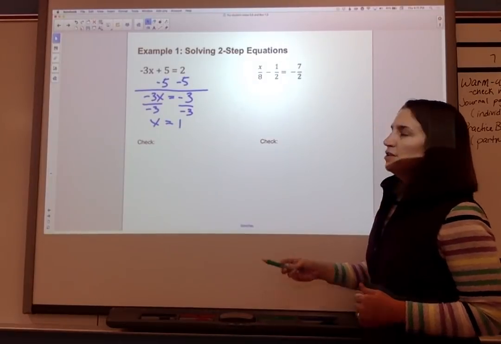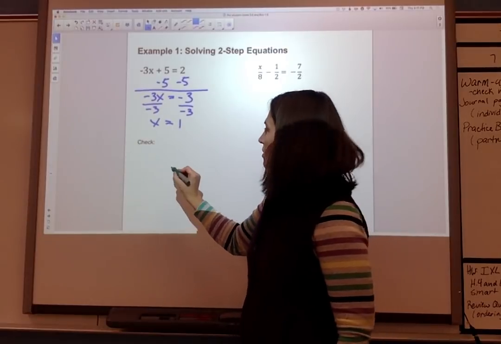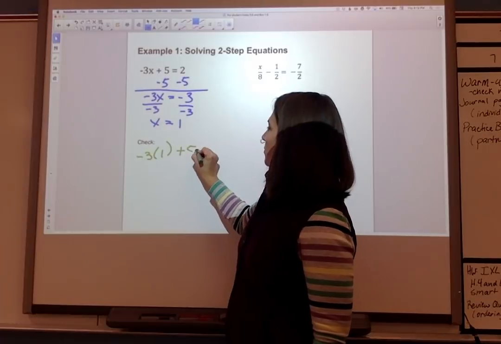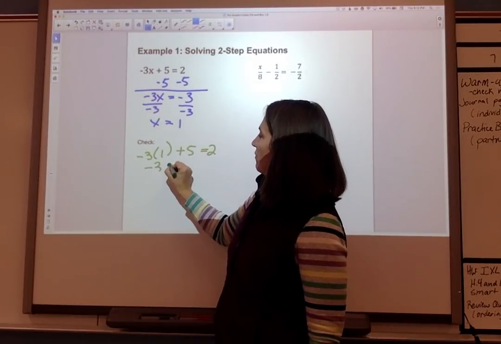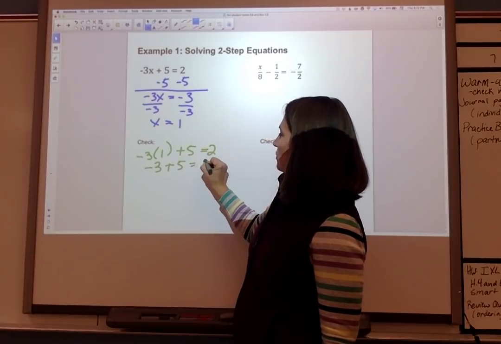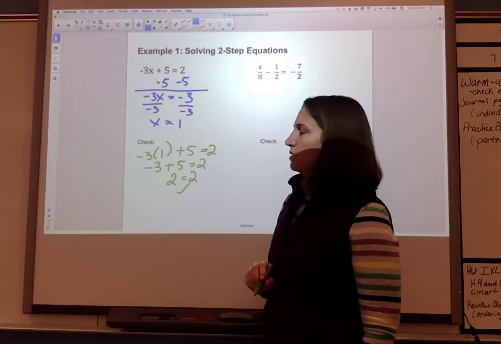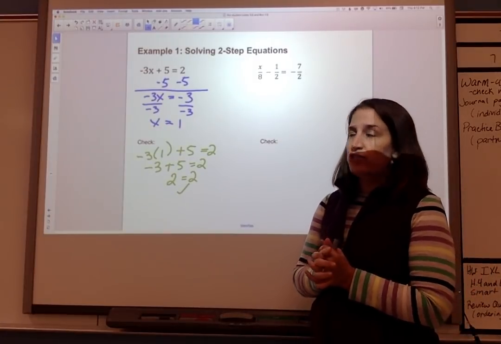Now we can go ahead and check our solution by putting 1 back into the equation. So we'll say negative 3 times 1 plus 5 equals 2. We'll simplify by having negative 3 plus 5 equals 2. And that is true. 2 equals 2. So we got it. Let's go ahead and look at the next equation.